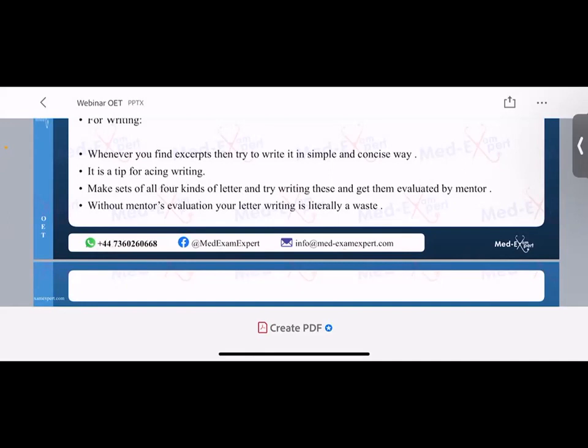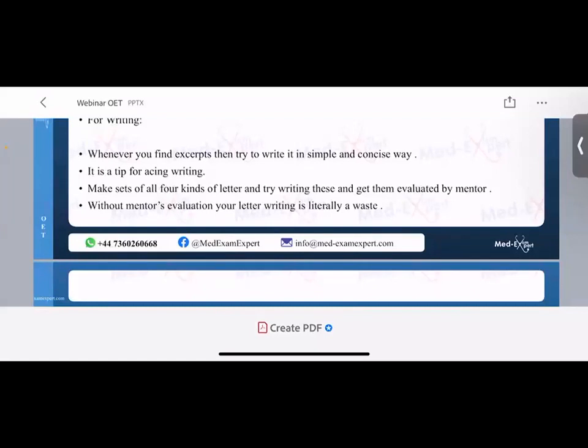So first, what you have to do is set all 4 kinds of letters and then try writing these. Never try only one letter, like urgent referral or referral, and then say that you are now well prepared in OET writing. It is not like that. You have to try all the letters for preparing your writing part.